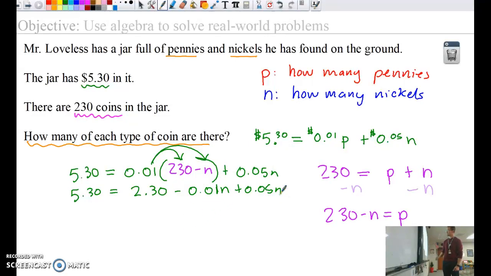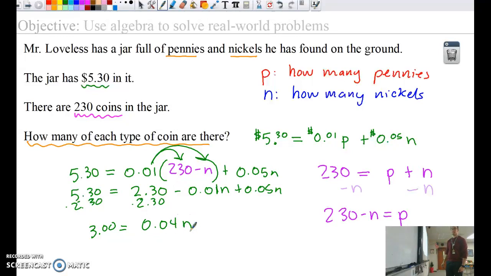Now don't be afraid of these equations because they have decimals in them. They're just like other equations. In fact, I'll go ahead and first solve by subtracting 230 from both sides. I want to subtract $2.30 from both sides. That's going to leave me with $3 on this side. And if I combine 0.01N and 0.05N, that leaves just positive 0.04N.